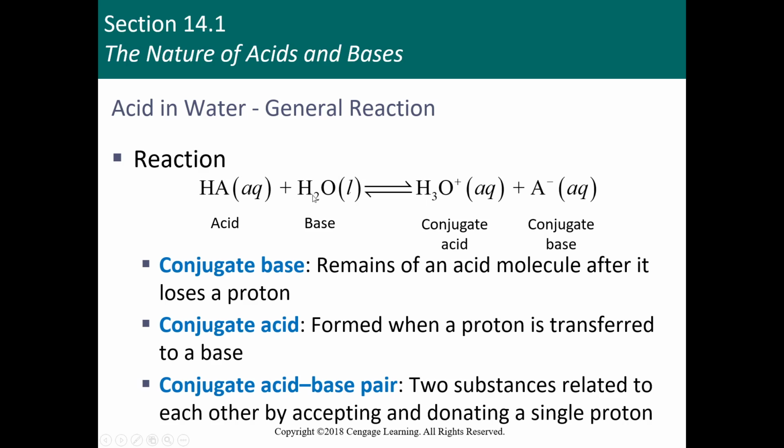How can I tell these two are related? Well, there's the oxygen. This one doesn't have an oxygen. That one does. So these have to be related. This has an A. That has an A, right? These have to be related. Alright, so a conjugate acid-base pair. These are going to be two substances that are related to each other by accepting and donating a single proton.